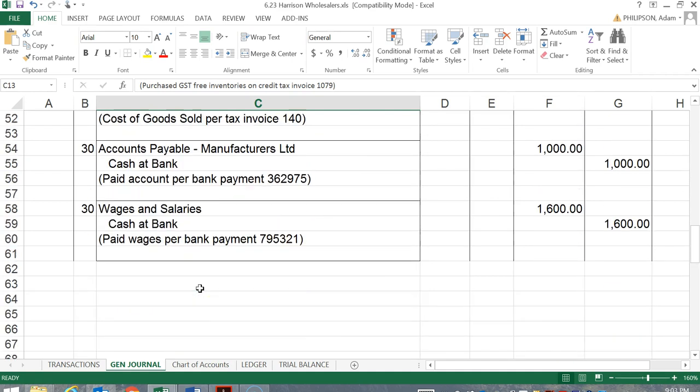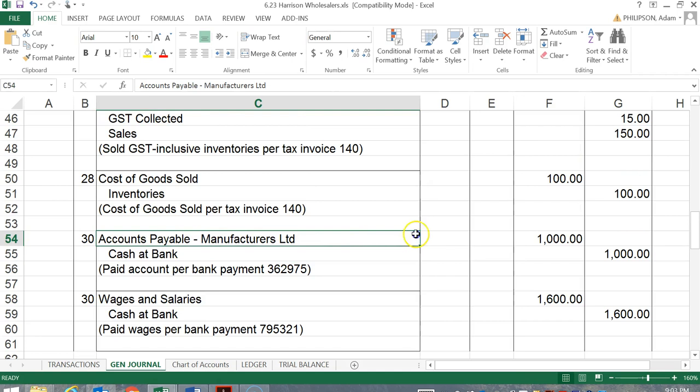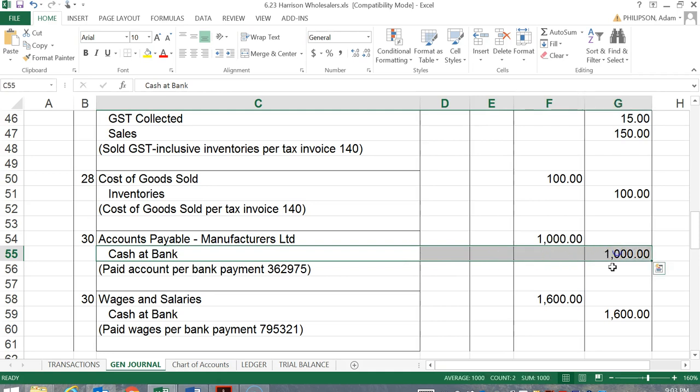Back down here. So we're paying Manufacturers Limited. We decrease the accounts payable, so we debit it, and our bank account is going down. So therefore, that's $1,000 credit.